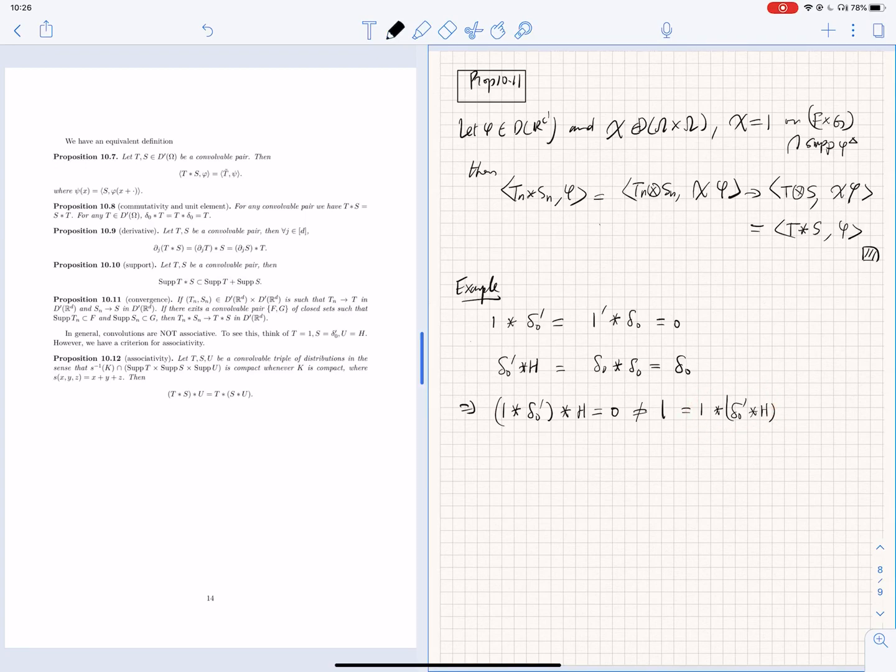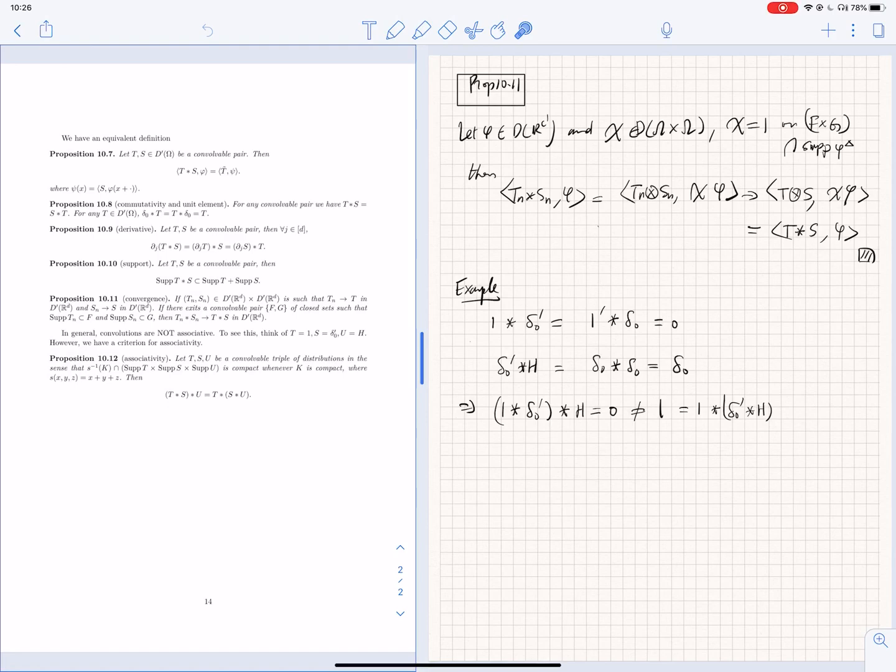However, we have a criterion for associativity if the support of T, S, U satisfies certain nice properties. And by nice, I mean what we mentioned in this proposition 10.12. It says that T, S, U is a convolvable triple of distributions in the sense that S inverse, this time S is the sum of three variables, S inverse of any compact set intersecting the product of the support of T, the support of S, and the support of U is compact. Okay, same kind of definition, but this time for three variables.